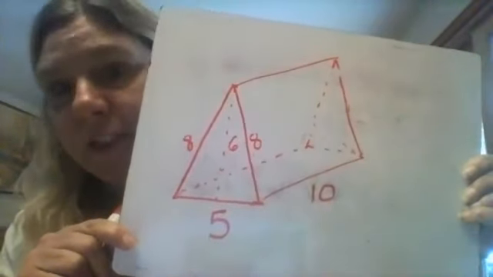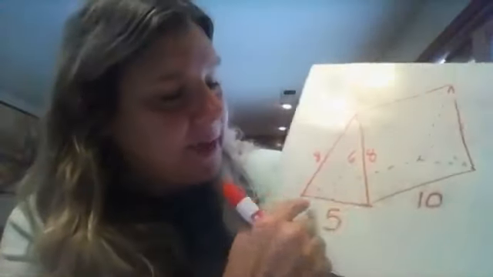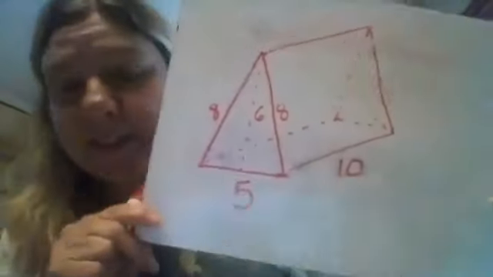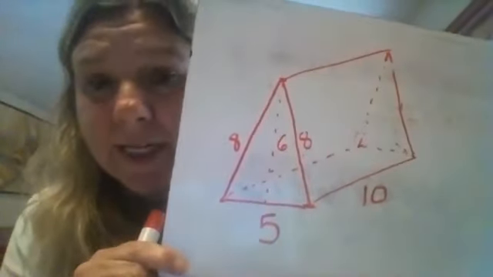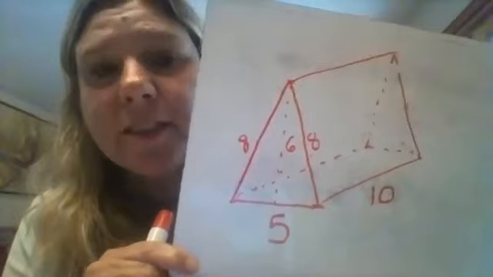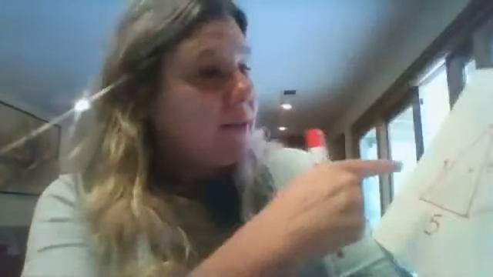So the 15s are right. It's got a base of 5 and a height of 6. 30 divided by 2 is 15. Now there's 2 of them. There's 2 identical triangles on this prism, so I'm going to double that. The 2 triangles, we've got 15 plus 15.